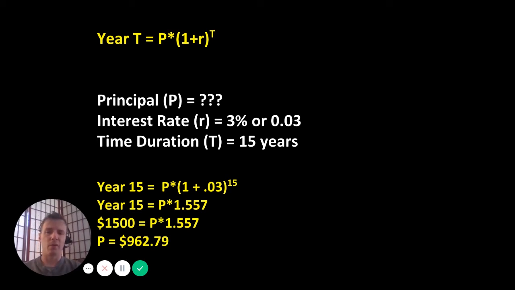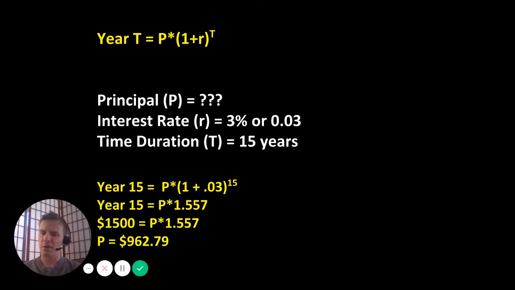So then we can fill in even a little bit more information because we know that the year 15 money, we want to be $1,500. That's how much money we want to have in 15 years. So now we have only one unknown, the letter P here. So we have $1,500 is equal to P times 1.557. And the way we get P, of course, is pretty easy. We can just divide both sides by 1.557. And that gives us our final answer of P is equal to $962.79.